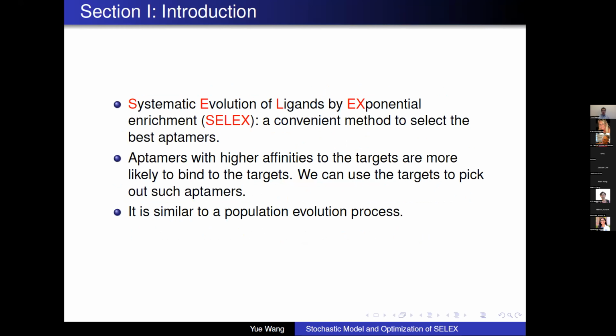So we have a method called systematic evolution of ligands by exponential enrichment, SELEX. We know that aptamers with higher affinities to the targets are more likely to bind to the targets. This means we can use the targets to pick out such best aptamers. This protocol is similar to a population evolution process.